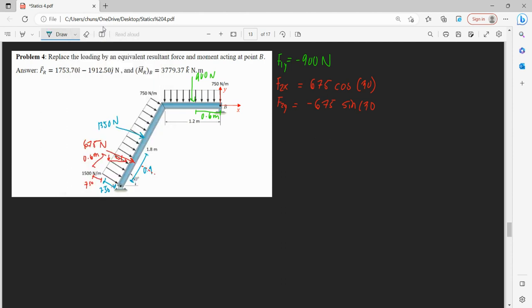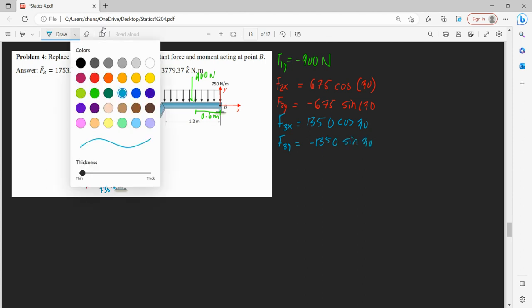Same thing goes for our F3 in blue. So this is 1350 cos 30, same angle. And this is negative 1350 sine 30. Okay.